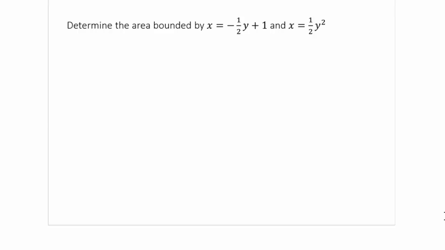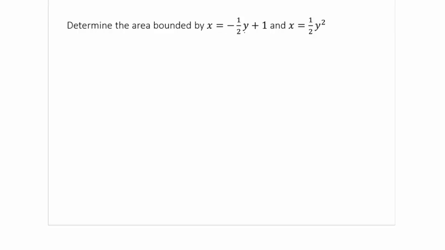Determine the area bounded by x equals negative 1/2 y plus 1 and x equals 1/2 y squared. Oh, hold on a second. These don't have y in terms of x, they have x in terms of y. So what? We can handle it. Let's draw it.